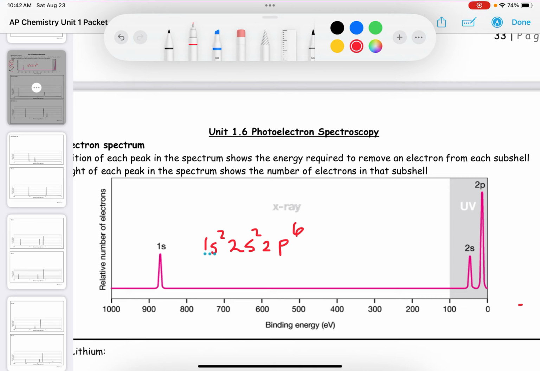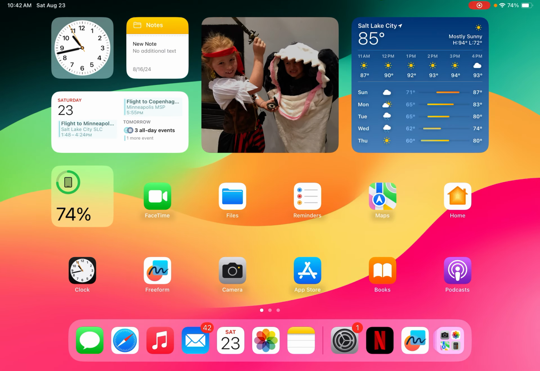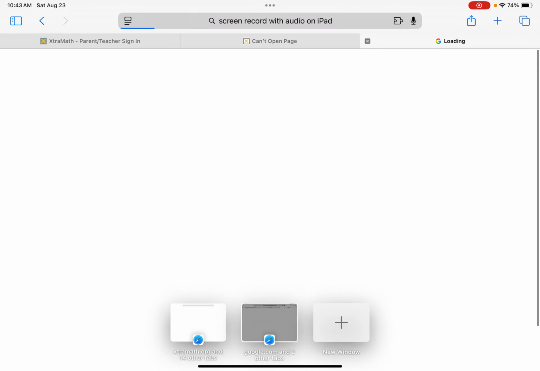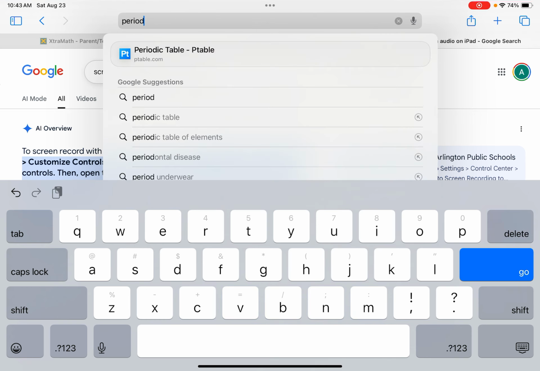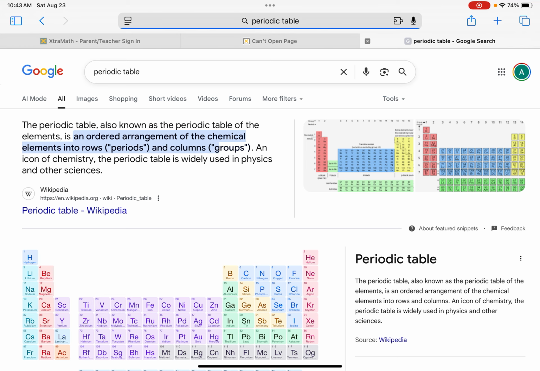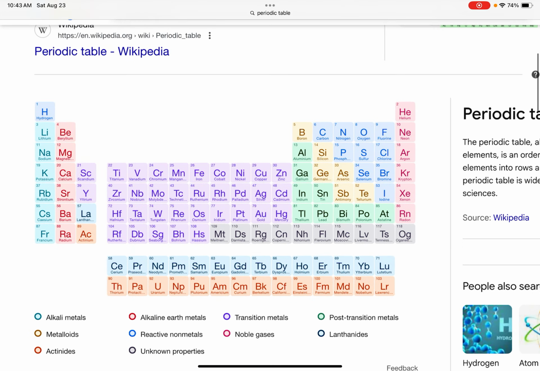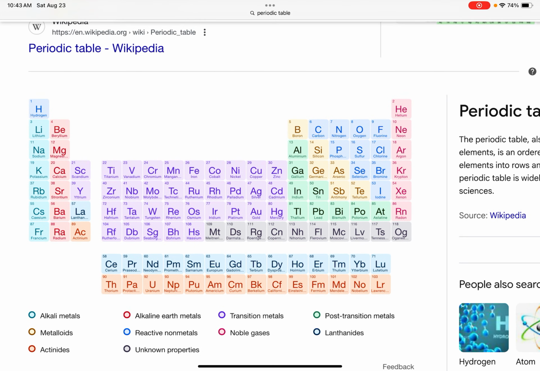And so which element ends with an electron configuration of 2p6? Well, let's see, because I don't have a periodic table on here, so let's pull one of these up. Look, I was trying to figure out how to record this for you guys. Periodic table. All right, so here is the P block. And so what I'm seeing is our 2p6 is neon. We're ending with neon there.